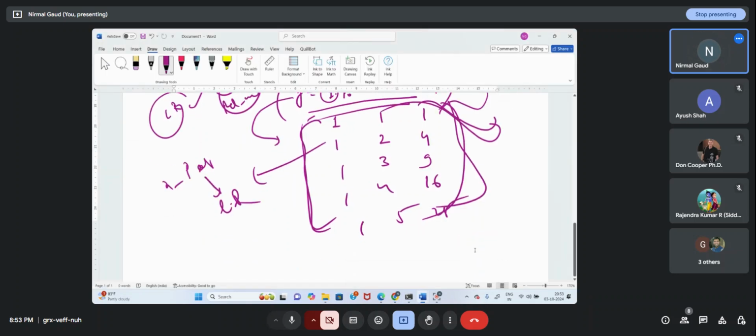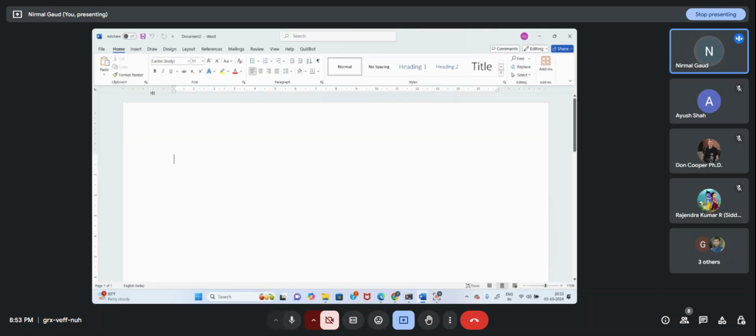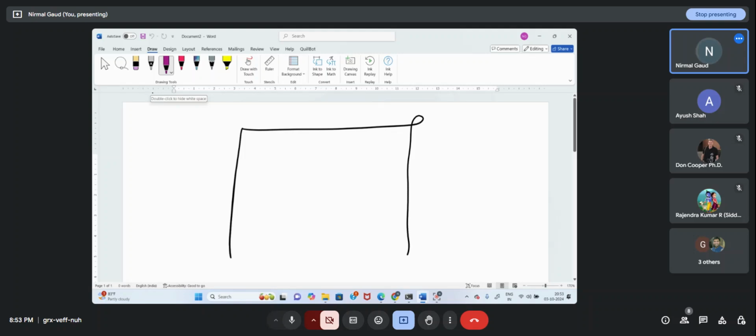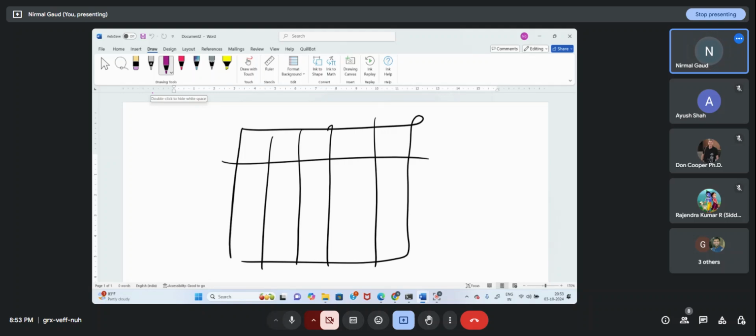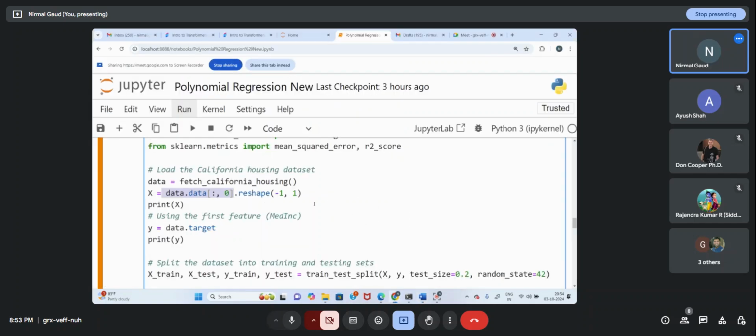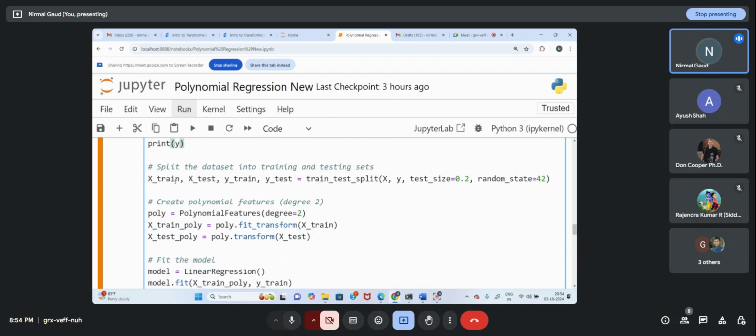Your California data will look like this. This is the 0th column, 1st column, 2nd column, 3rd column, 4th column. This is the 0th row, 1st row, 2nd row, 3rd row, 4th row. You are picking only this one column. Then you take your target and perform train test split. 20% data you took for testing, 80% data you are taking for training.